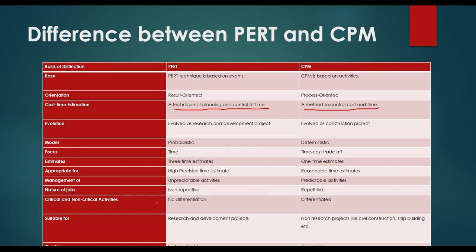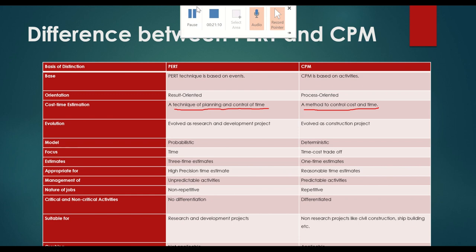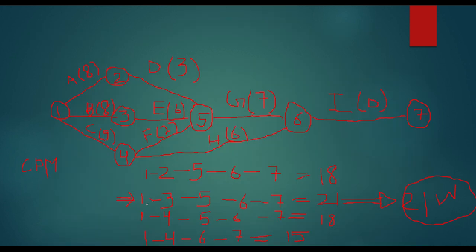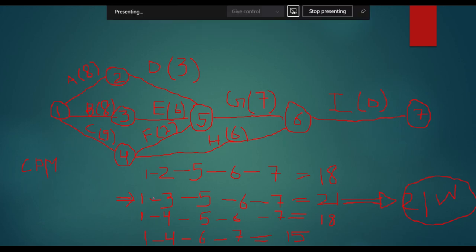Then critical and non-critical activities. In PERT, it doesn't matter which activity is critical, but in CPM, critical activities are identified. So I'll just show you again. Here, this path was the critical path: 1 to 3, 3 to 5, 5 to 6, and 6 to 7. So all the activities in this path are critical activities, right? For example, activity 4 is not in this path, so it means activity 4 is not critical, but these activities are very, very important. Critical activities are those which should not get delayed at all. Otherwise, the whole process would get hampered.